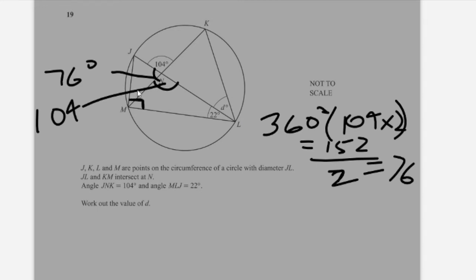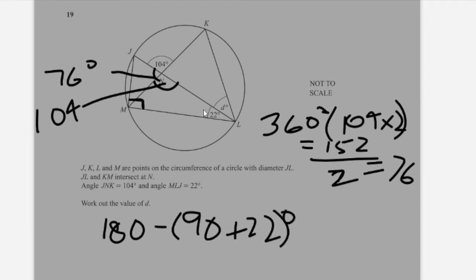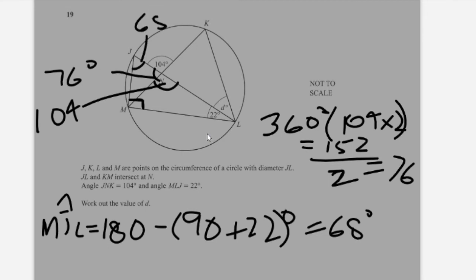So now we know the size of the angles in this triangle. We can now figure out the size of this angle MJL by subtracting the known angles, which are 180 minus 90, this right angle over here, plus 22 degrees. So this gives us angle J as 68 degrees. So if angle MJL is 68 degrees, that would mean angle MKL is also 68 degrees, since both of them are in the same segment.